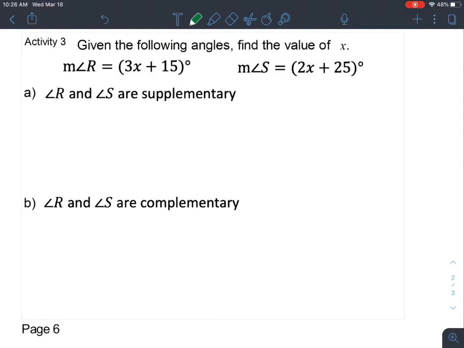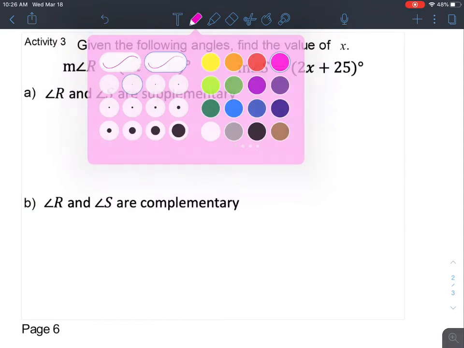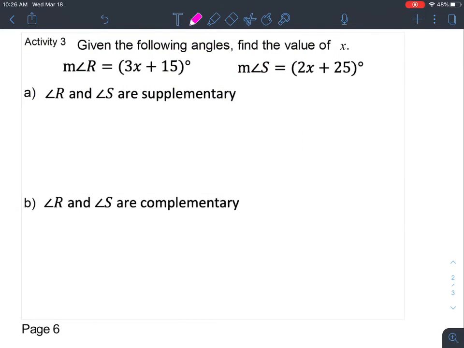Okay, I want you to go ahead and answer these two questions. You are given angle R and angle S. You want to first solve them if they are supplementary and then solve them if they are complementary. So go ahead and try that on your own. Pause this video, and when you are done, I'll show you how to do these questions.